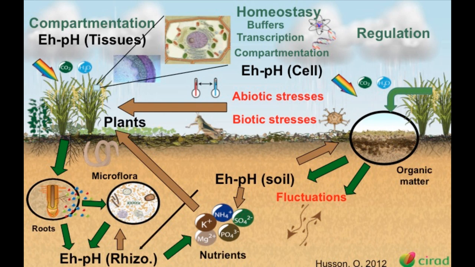The nucleus is kept only at a rather low level, around minus 500 millivolts. Otherwise, you have destruction of the DNA. Mitochondria are a little bit higher, and the vacuoles have a higher level. And the extracellular space is at the highest level.